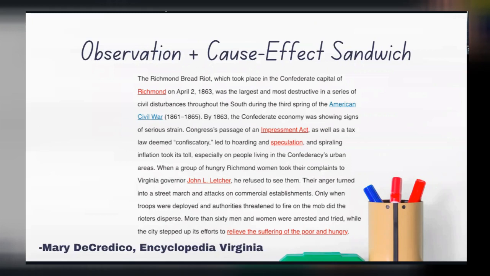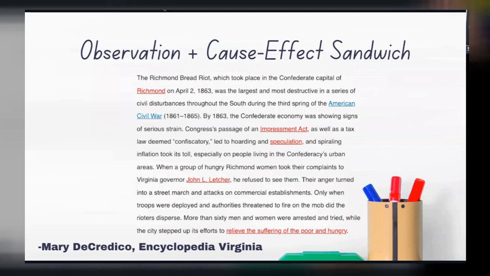By 1863, the Confederate economy was showing signs of serious strain. Congress's passage of an Impressment Act, as well as a tax law deemed confiscatory, led to hoarding and speculation, and spiraling inflation took its toll, especially on people living in the Confederacy's urban areas. When a group of hungry Richmond women took their complaints to Virginia Governor John L. Letcher, he refused to see them.